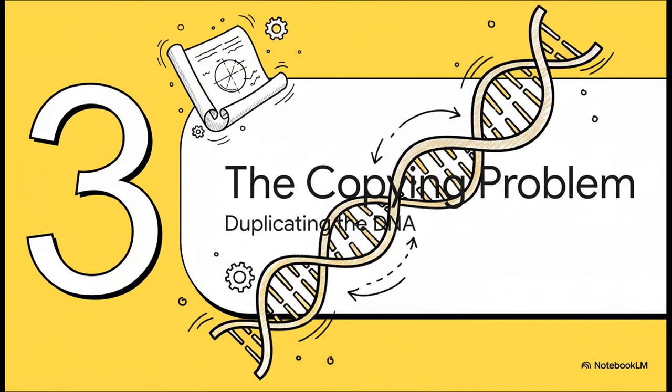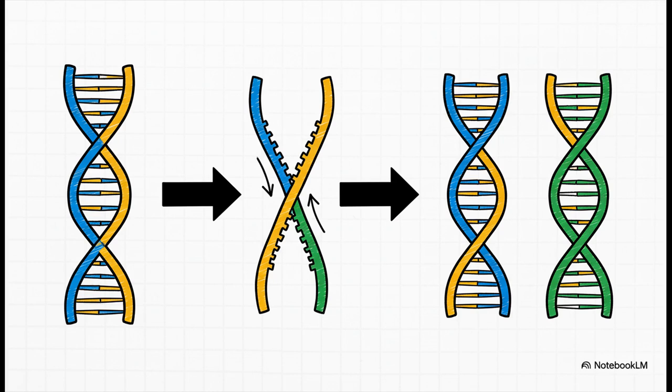How does the cell make a perfect copy of its entire genome every single time it needs to divide? This is all about DNA replication. The most fundamental principle you gotta know about replication is that it's semi-conservative. That sounds fancy, but all it means is that when the cell unwinds the double helix, each of the two original strands is used as a template to build a brand new one.